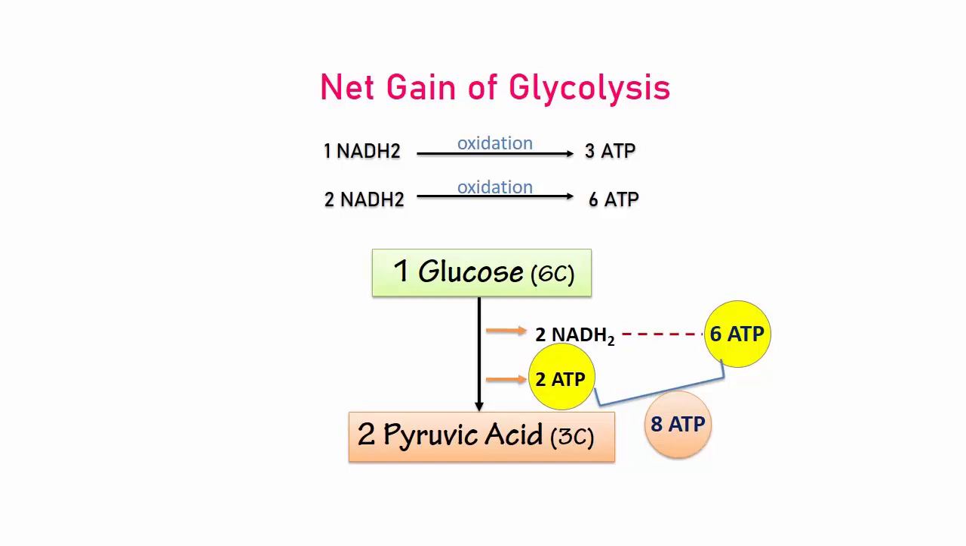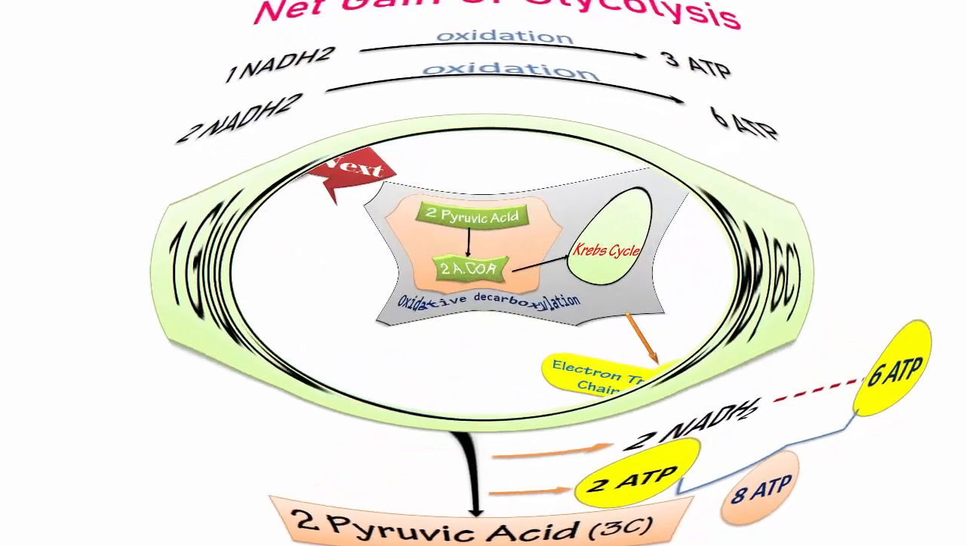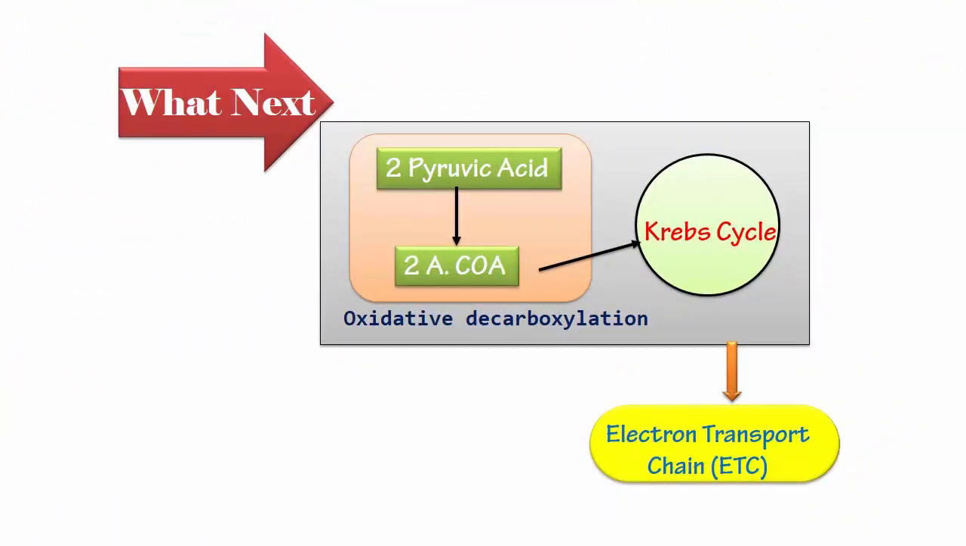I hope you learnt very well through this video. Friends, in the next lecture series, we will discuss further steps of aerobic respiration like formation of acetyl coenzyme A, Krebs cycle, and electron transport chain.